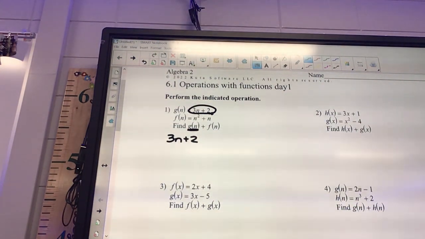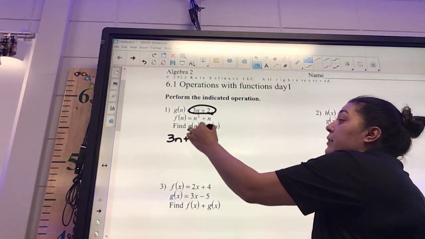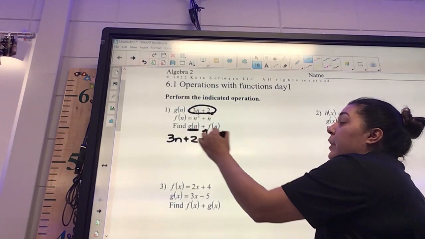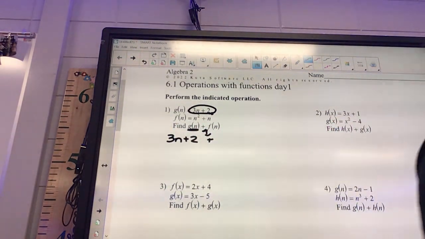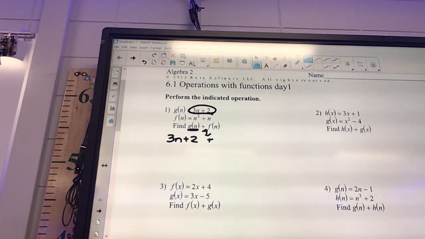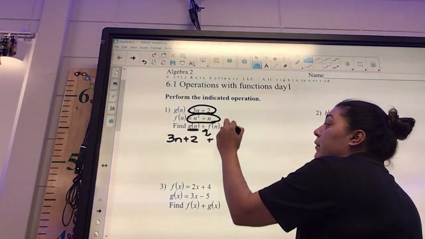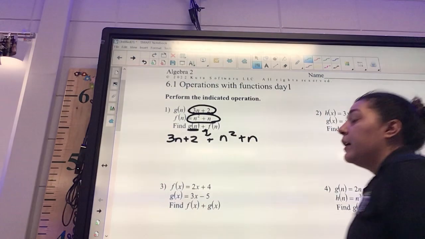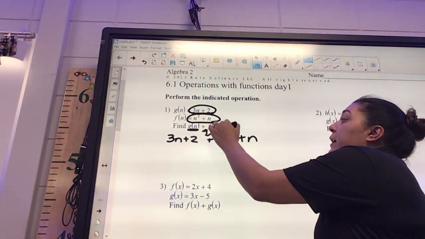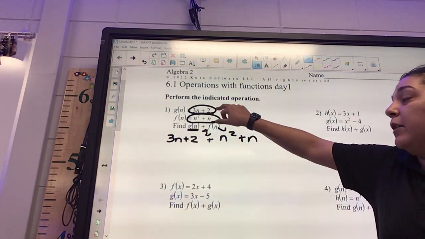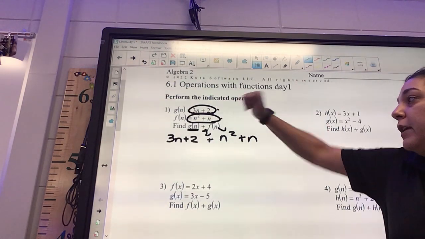Okay, and then it says, so that's G of n plus, so we got this plus right here. So plus F of n. What is F of n? Okay, my F is this one. N squared plus n. Okay, so we got G of n and F of n. All you're doing is taking this one and writing it down, plus this one and writing it down.